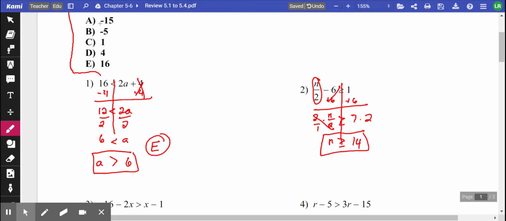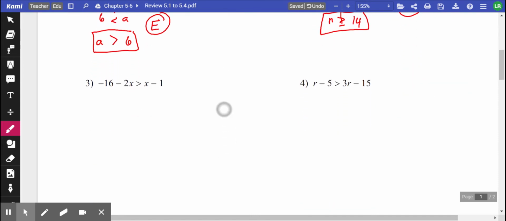And as I look down this list, the only value, once again, that is greater than or equal to 14 is letter E. Okay, so if we saw the graph, here would be 14, here would be 0 over here. This would be a closed dot going to the right. So the only one that's in this shaded area is the number 16. All the other numbers are over here in the non-shaded area.